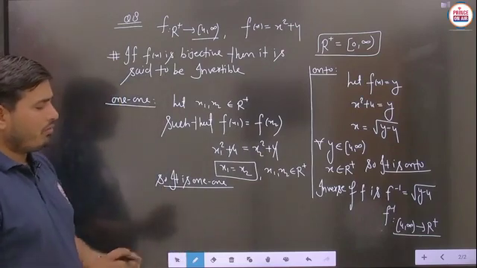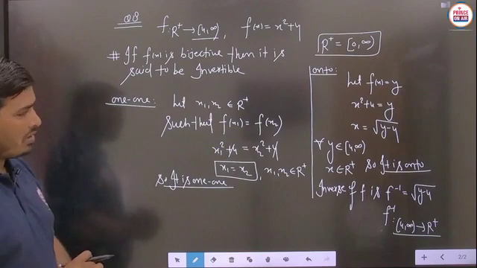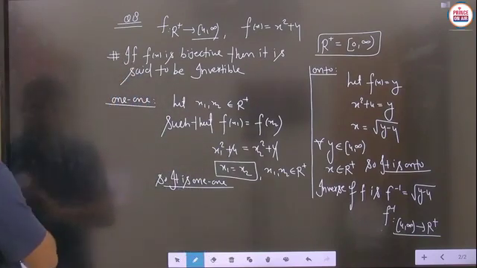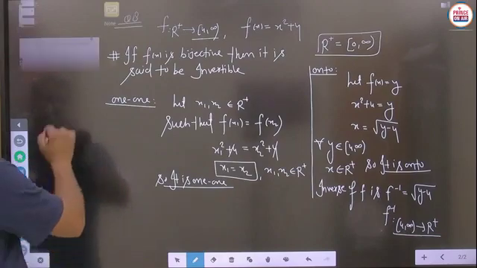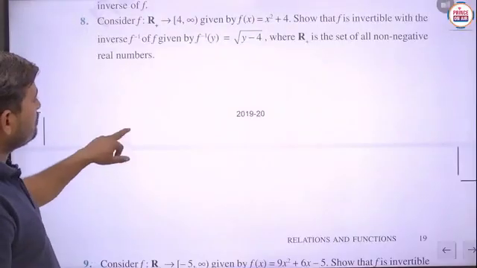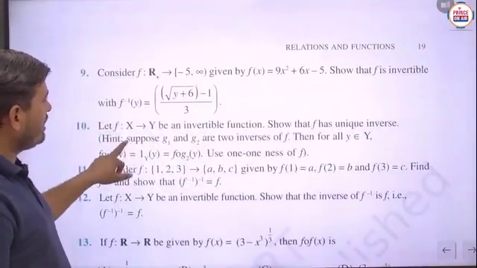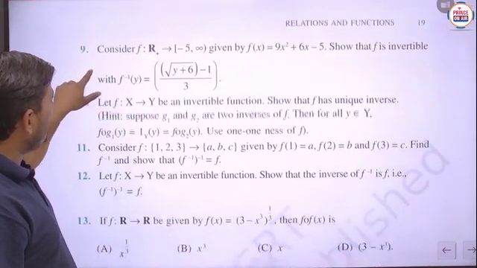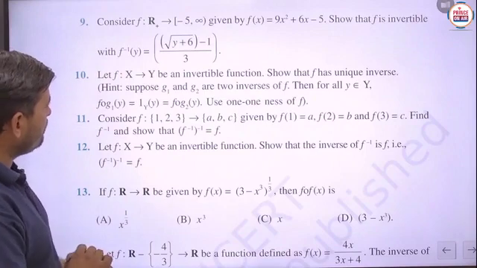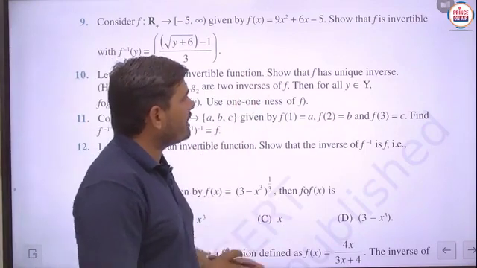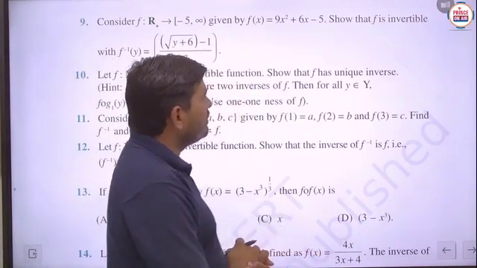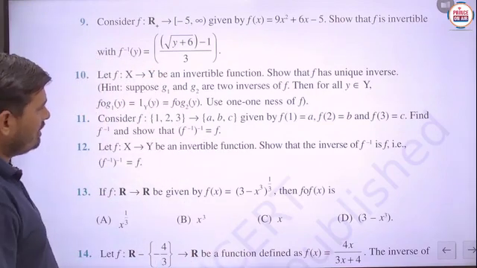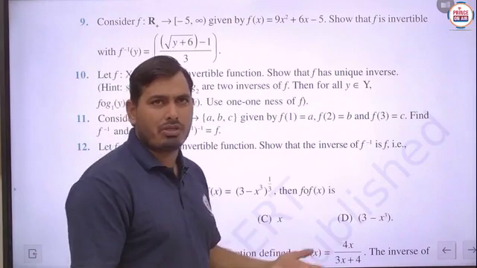So student, pause the video to note it down. Then we will take the next question, that is question number 9. In question number 9, you can again see a very similar type of question. Consider f from R positive to [-5, infinity) given by f(x) = 9x² + 6x − 5, so that f is invertible with f inverse(y) equal to this. Again, a very simple question, no problem.